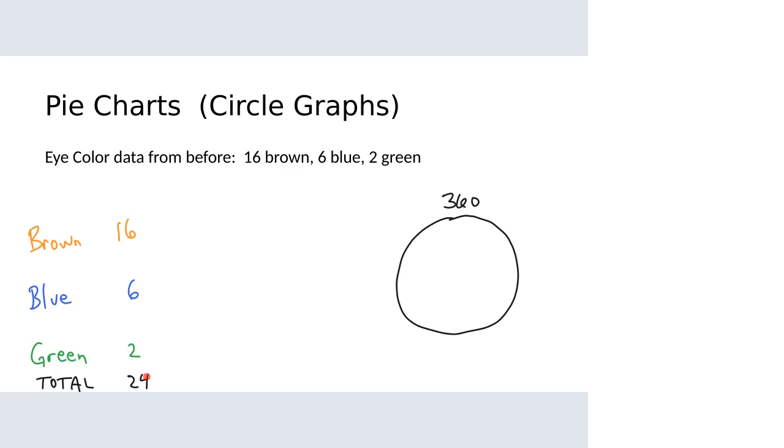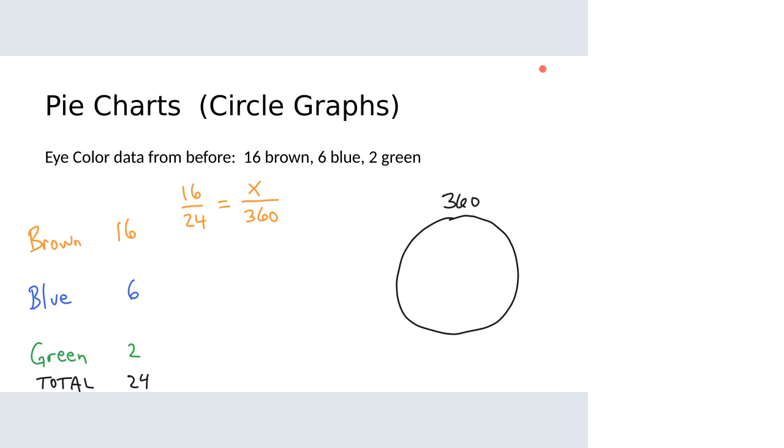And so what I'm going to do is set up a proportion here. That proportion is going to be based on the idea that 16 out of 24 students have brown eyes. So how many out of the 360 degrees do I want to give to brown when I make my pie chart? That's the philosophy we're working under here: how many out of the total equals how many out of the total. 16 out of 24 students is how many out of 360 degrees.